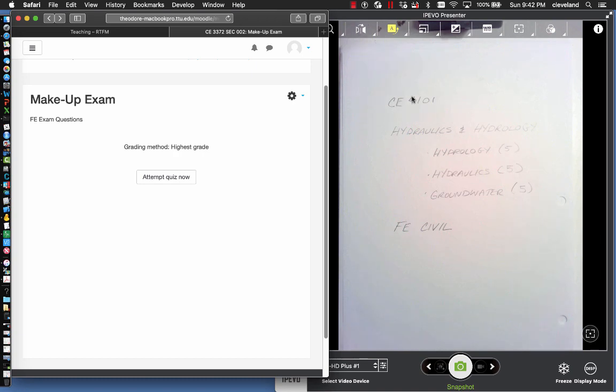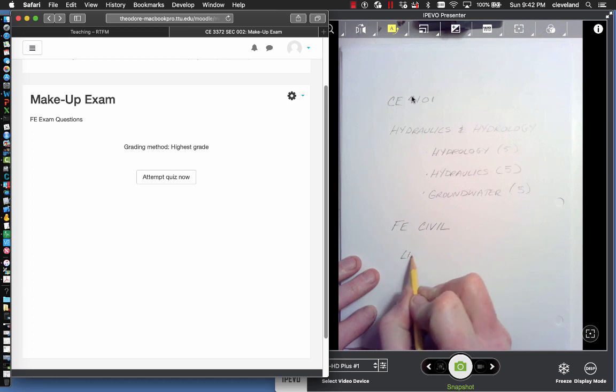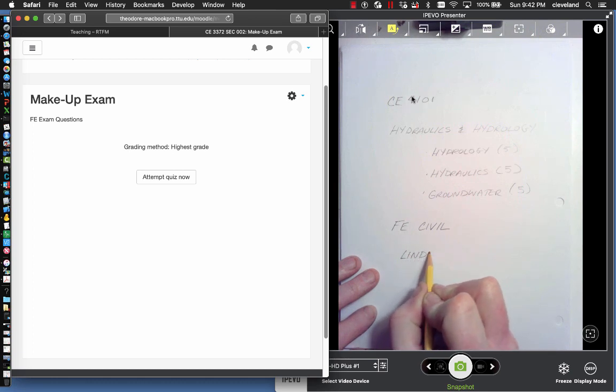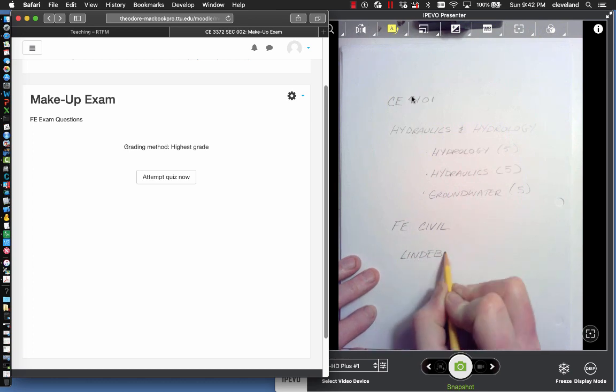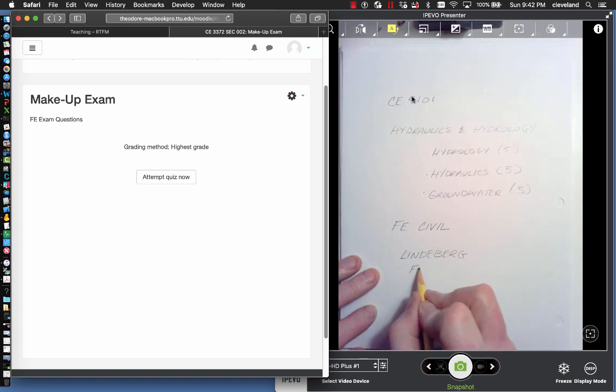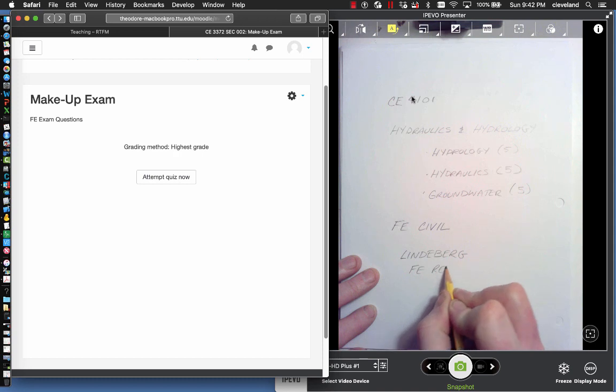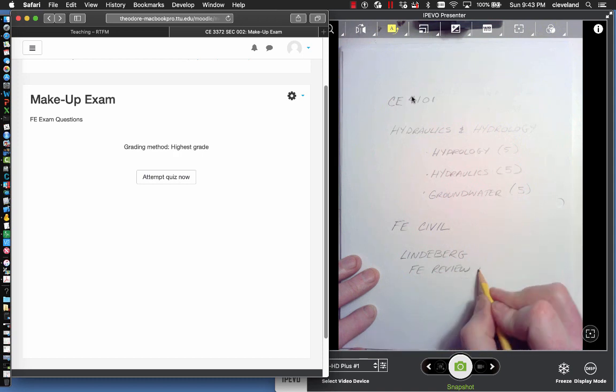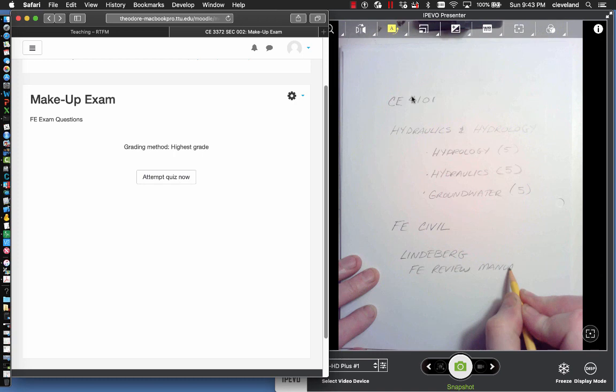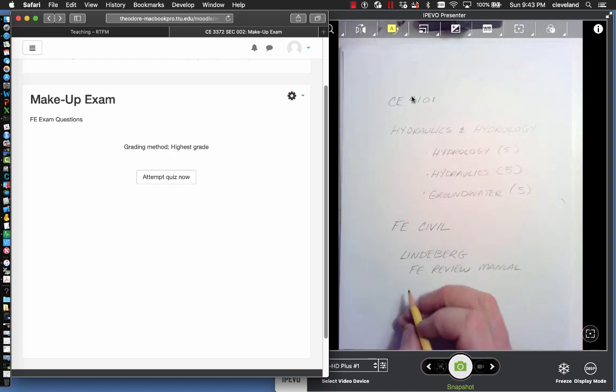The materials here are based largely on those by Lindeburg. I think that's the correct spelling. There's an FE review manual, and there's an FE civil manual.